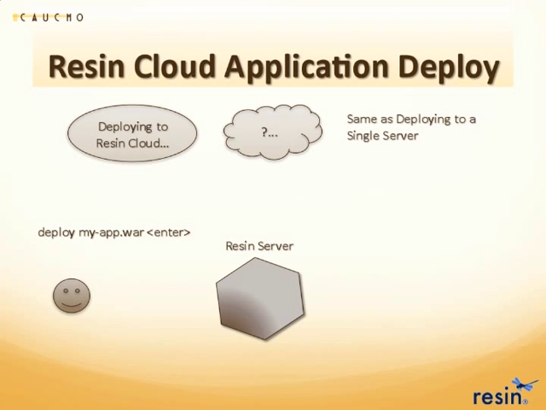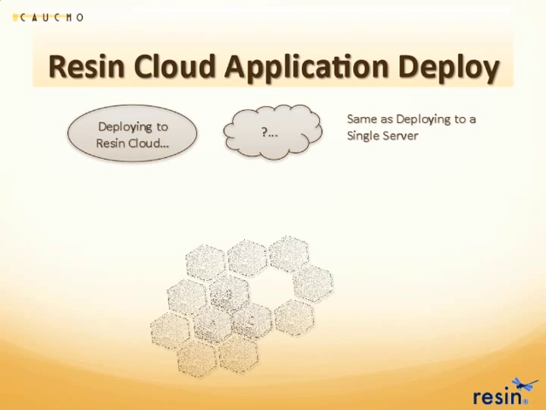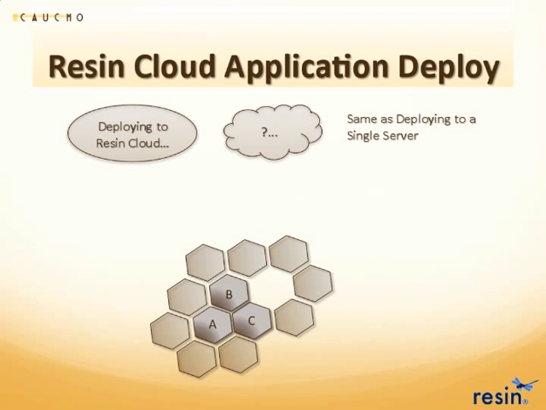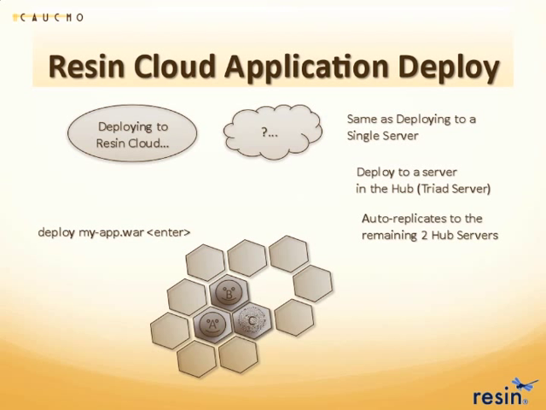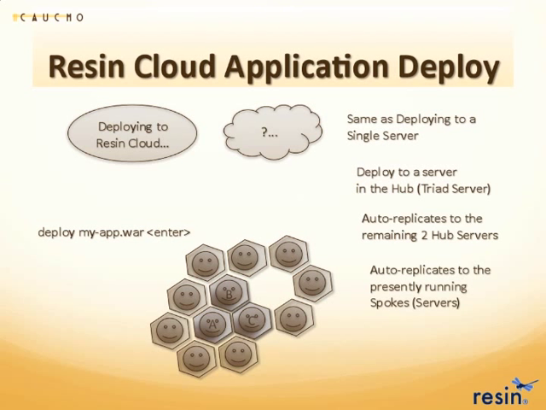Deploying applications to a Resin cluster is no more challenging than deploying an application to a single server. Resin has built-in support for remote deployment via REST, web admin, and command line tools. Resin manages graceful versioning, rollbacks, staging, and promotions. Once you deploy an app to a triad server, the app gets replicated to the other two members in the triad, and then it gets replicated to every server in the pod.